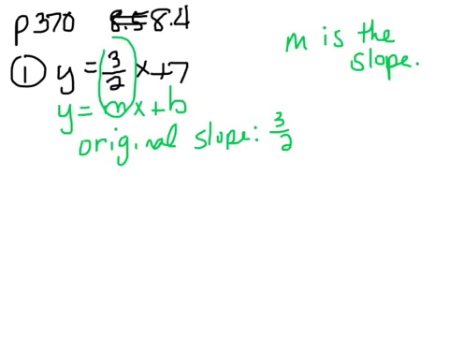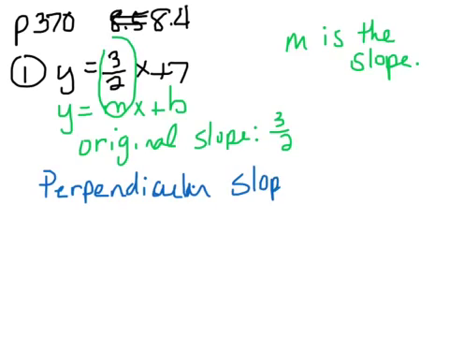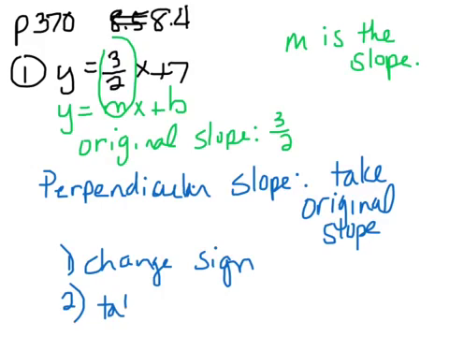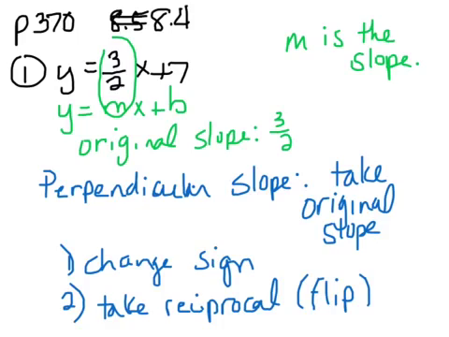All right, now they want the perpendicular slope. Now to find a parallel slope, it would have been the same slope, right? We talked about that in class. But for a perpendicular slope, we have to do two things. We take the original slope and we do two things to it. One, we change the sign of the original slope. And then number 2, we take the reciprocal of the original slope, which just means flip it, okay? Write it as a fraction and flip it.